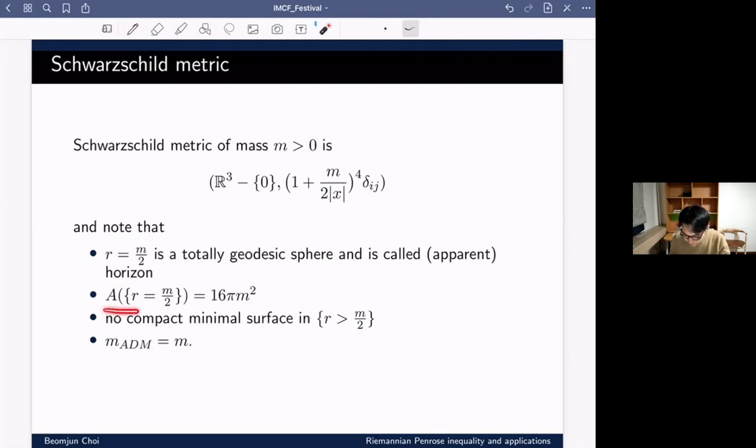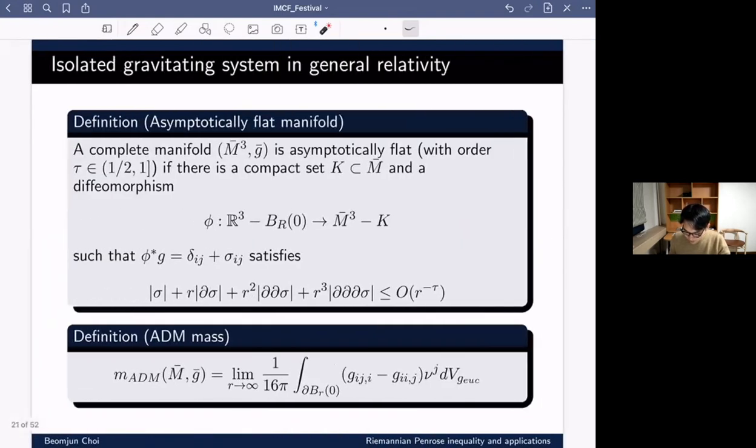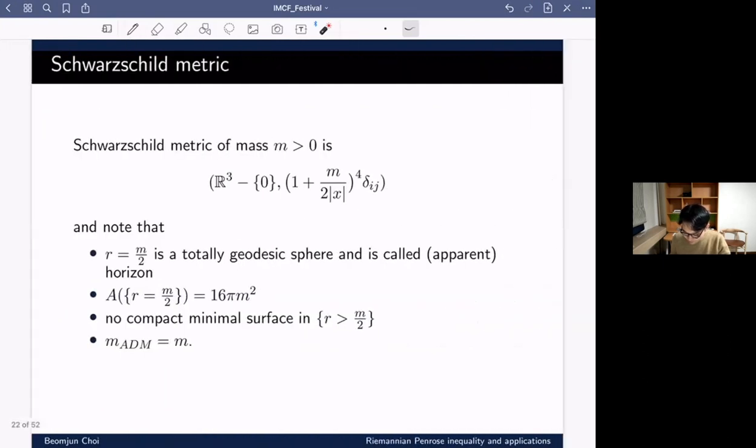And the next thing is, what is the area of this totally geodesic sphere? That's easy to compute. You just plug in x equals m/2 and find the area. That's 16 pi times m squared. And you can see that there's no compact minimal surface outside of this totally geodesic sphere. So that's why I said this is an outermost minimal surface. Moreover, we use this definition of ADM mass and compute directly to see that the ADM mass of this Schwarzschild metric is equal to this parameter m. That's why we denote it by small m.